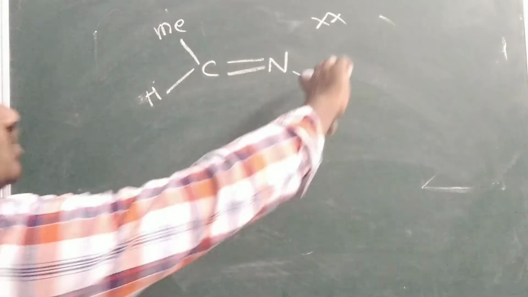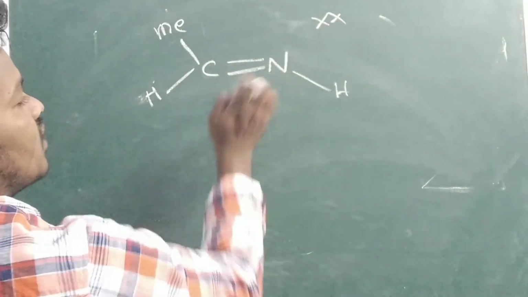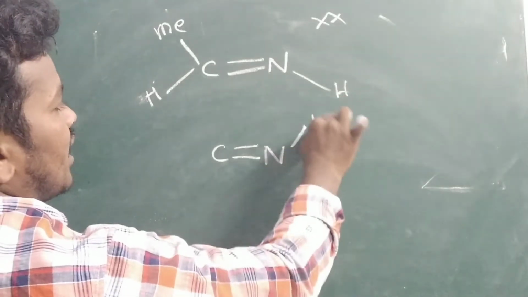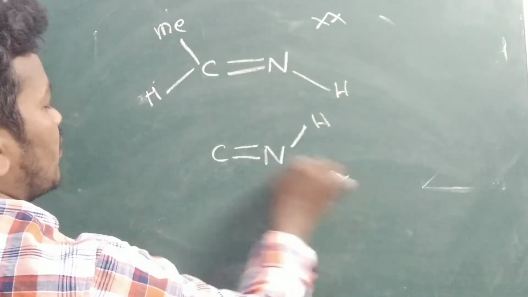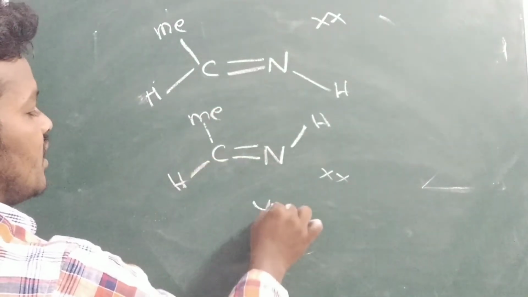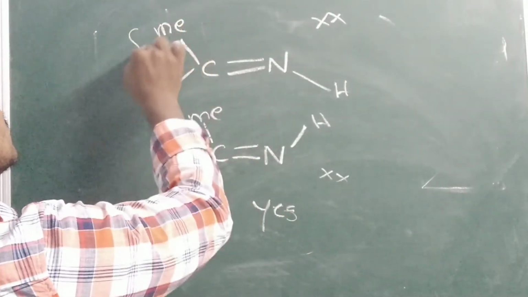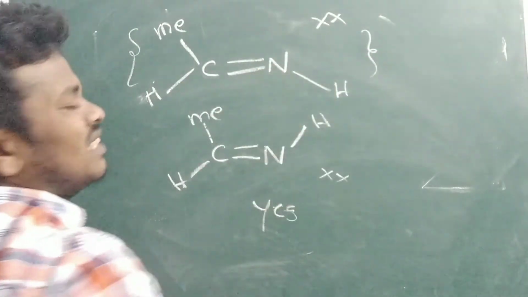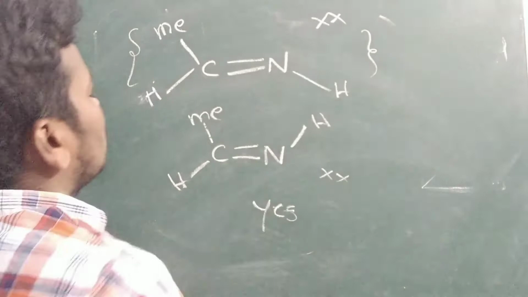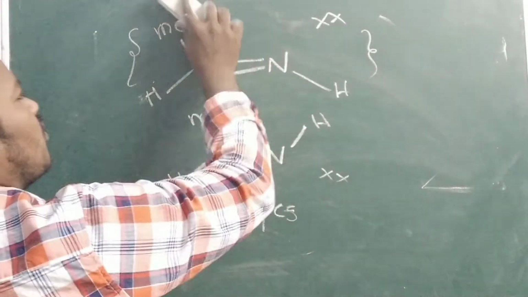So here, carbon to carbon, nitrogen, hydrogen, here lone pair, methyl group and hydrogen. Is it exhibited now? Yes, it is exhibited. Why? Because there are different groups here, and here also different groups. That is the condition: different groups must be present, then only it is exhibited. Very easy topic.